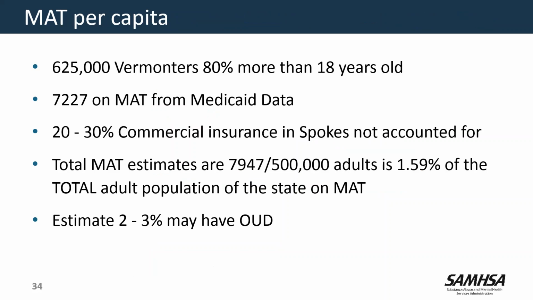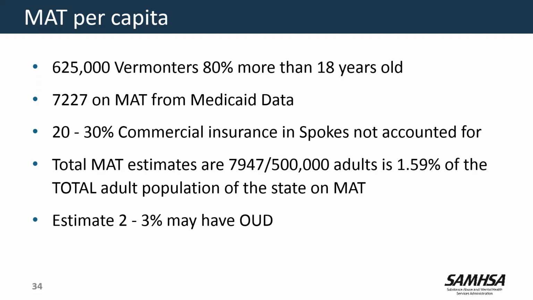The other thing to point out is that we currently have about 8,000 people on MAT. What that means is that we have 1.6% of the entire population of the state of Vermont on medication-assisted treatment, which is at least double that of the next closest state in the United States. If we estimate that that's maybe 30 to 40% of the total number of people, we may have 3% of our state residents who have opiate use disorder, but we think we're well positioned.